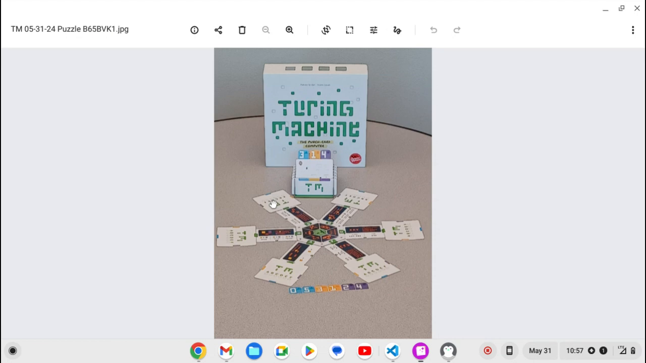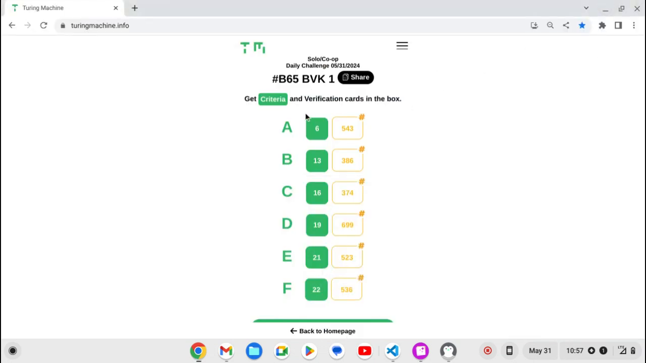All right, let's go to turingmachine.info for the details. So today's puzzle uses the following criteria cards: 6, 13, 16, 19, 21, and 22, and uses the orange verification cards. Above you'll find the unique identifier for today's puzzle, which you can always use to go look up the details of the puzzle on turingmachine.info. Let's solve.